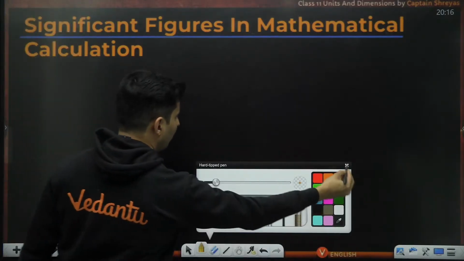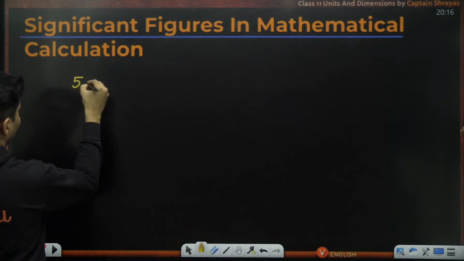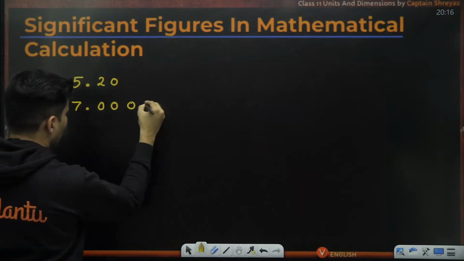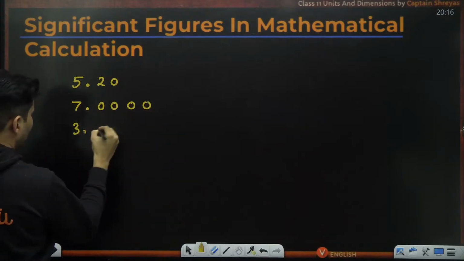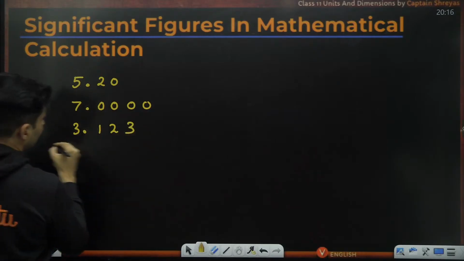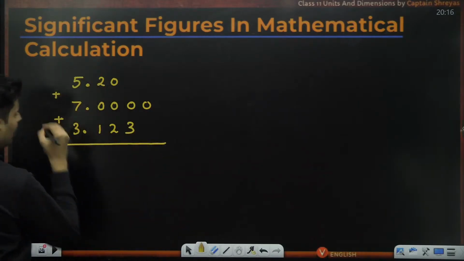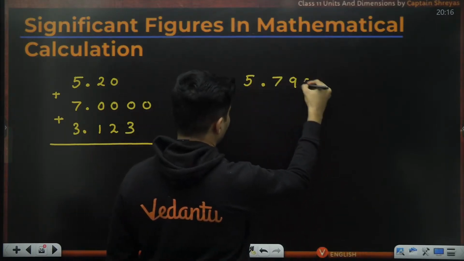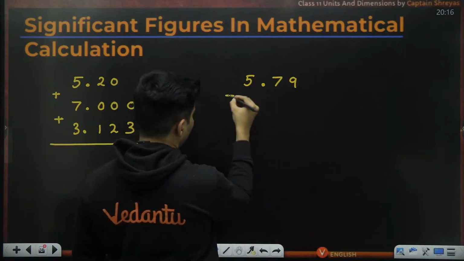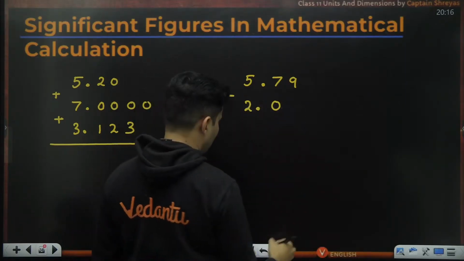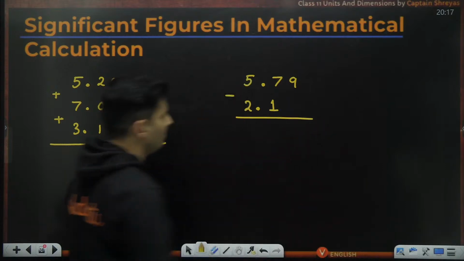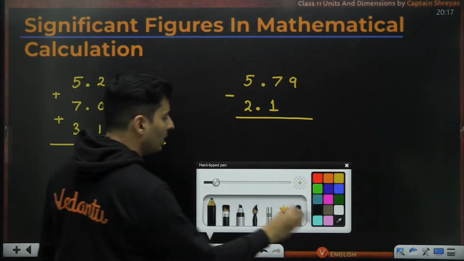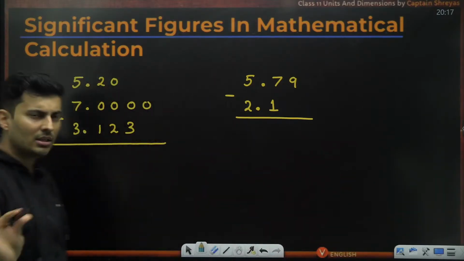Imagine we have to add the following numbers: 5.20, 7.0000, 3.123. Okay, these are the numbers which I have to add. Another thing I'll take: 5.790, or let's say 5.79, minus 2.1. Some random examples I have taken. Now look at these numbers. First, just do the normal addition or subtraction how you would do.